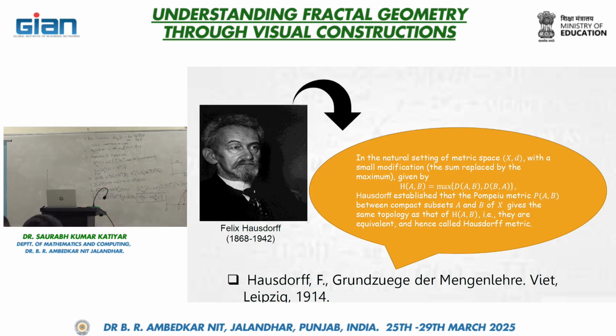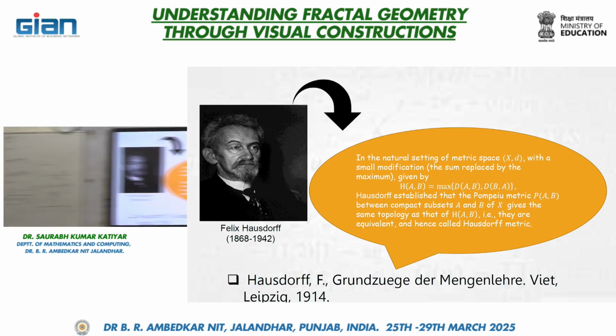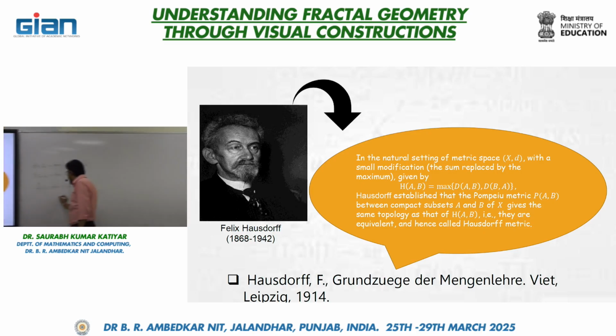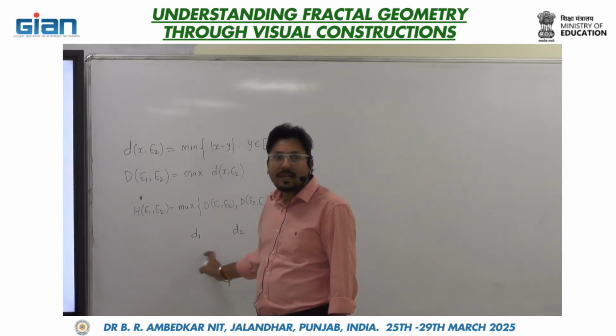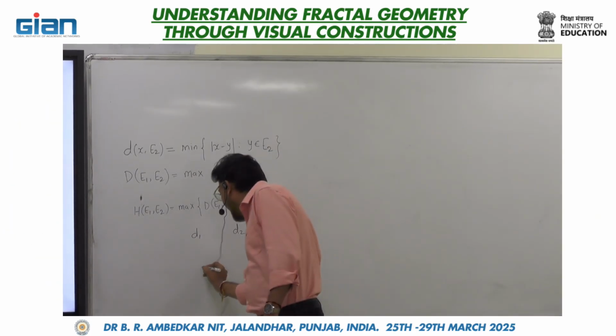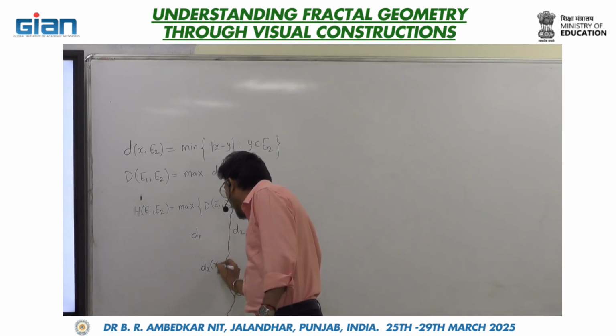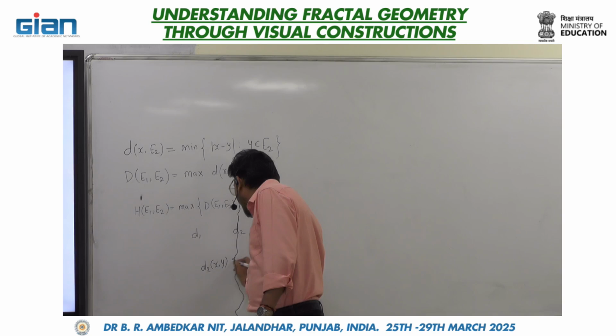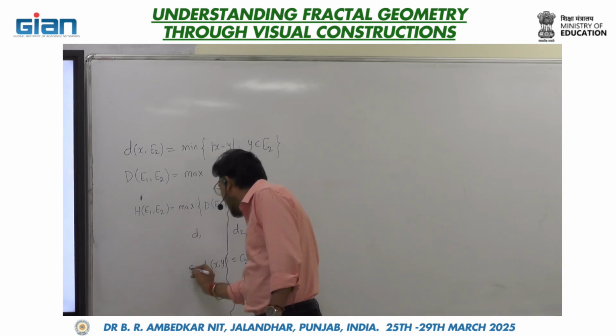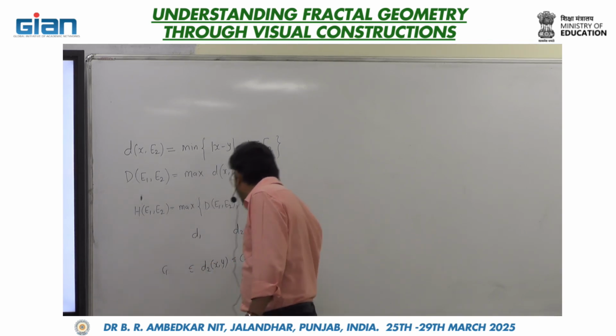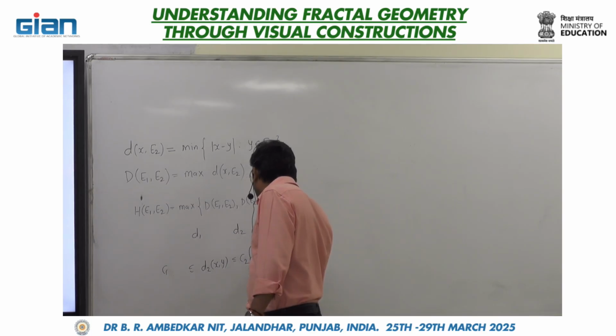So can anyone tell me the definition of equivalent metrics? Suppose we have two metrics D1 and D2, and I want to say that they are equivalent. So I say that if D2 is equivalent to D1, then there must exist some constants C1 and C2. This happens, right?